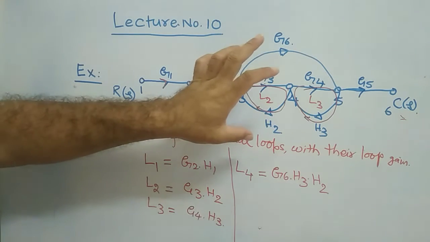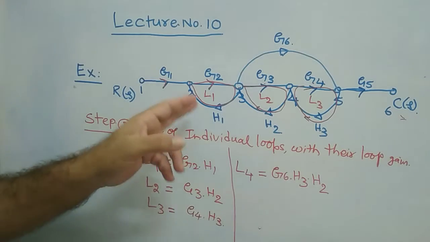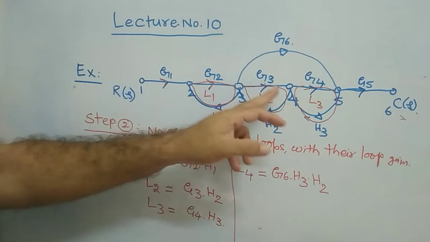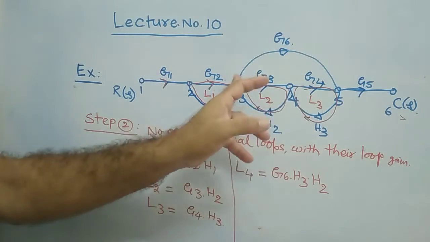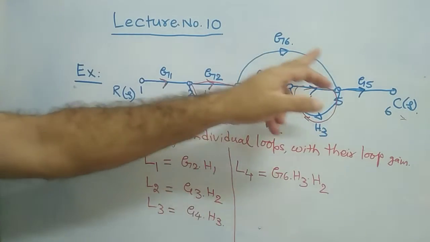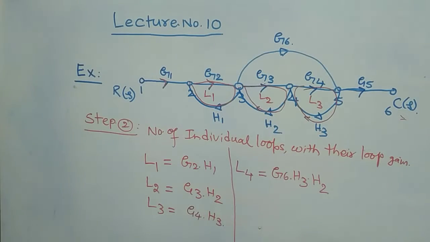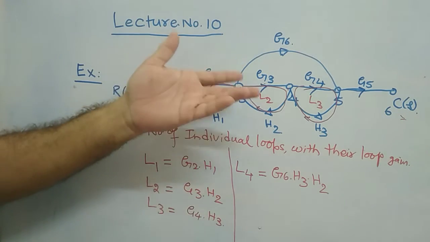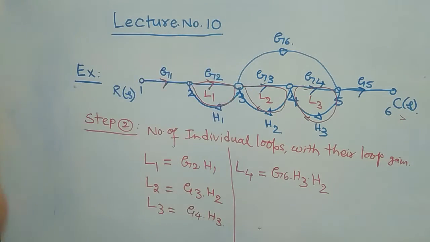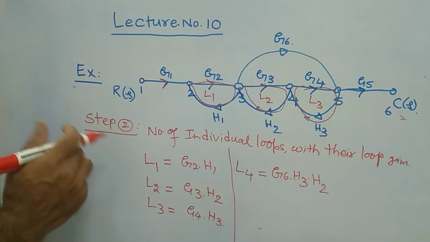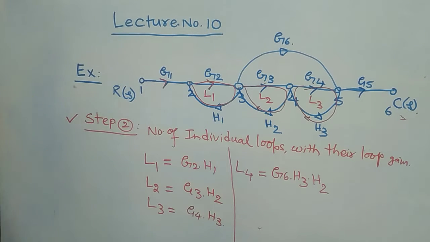So, in this given signal flow graph, there are 4 individual loops. This is loop 1, loop 2, loop 3, and this bigger one is loop 4. Then, other than these 4 loops, is there any other loop? No. There are no other loops available in this. Therefore, with this, your step number 2 is over.